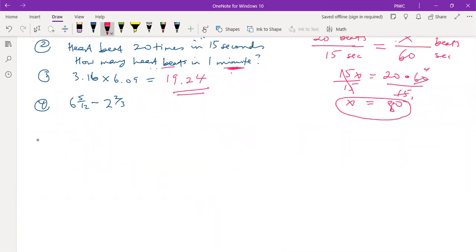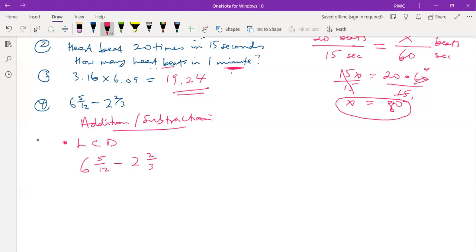So remember, when you're working with fractions, let's talk about addition and subtraction of fractions. In addition and subtraction of fractions, you always need an LCD, very important. The least common denominator, LCD. Very important to remember that. So in this question, since I'm subtracting, I need an LCD, so 5 over 12. So what's going to be the LCD in this case? The least common denominator of 12 and 3. That's going to be 12, right?